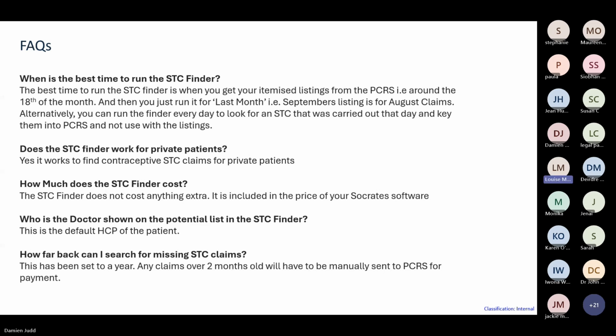When is the best time to run the STC Finder? The best time to run it would be around the 18th of a month, as I was saying. Whenever you get your itemized listing, you can download it, and usually it's around the 18th of that month. The other thing that we commonly get asked is, is there a charge for using the STC Finder tool? No, it's just part of the system, no charge. There won't be a charge for it.